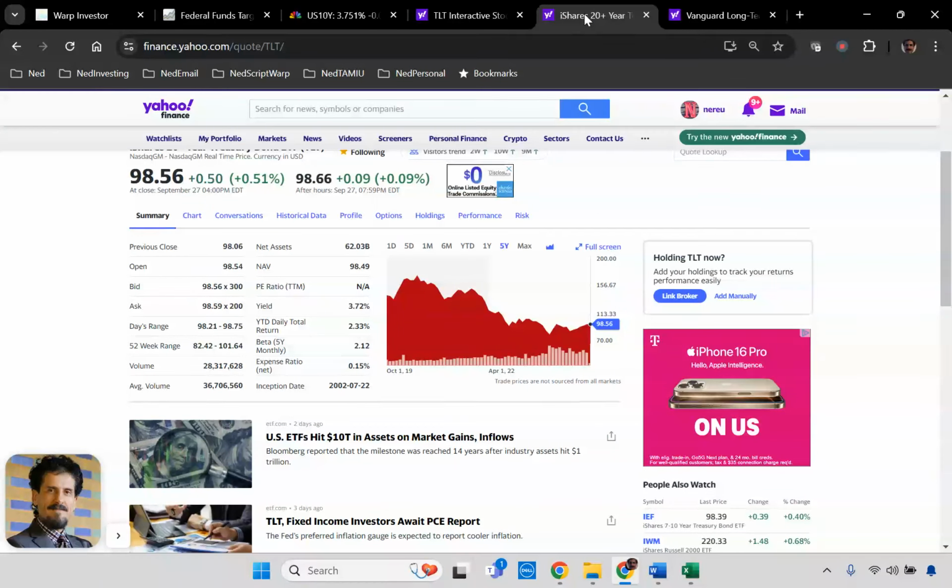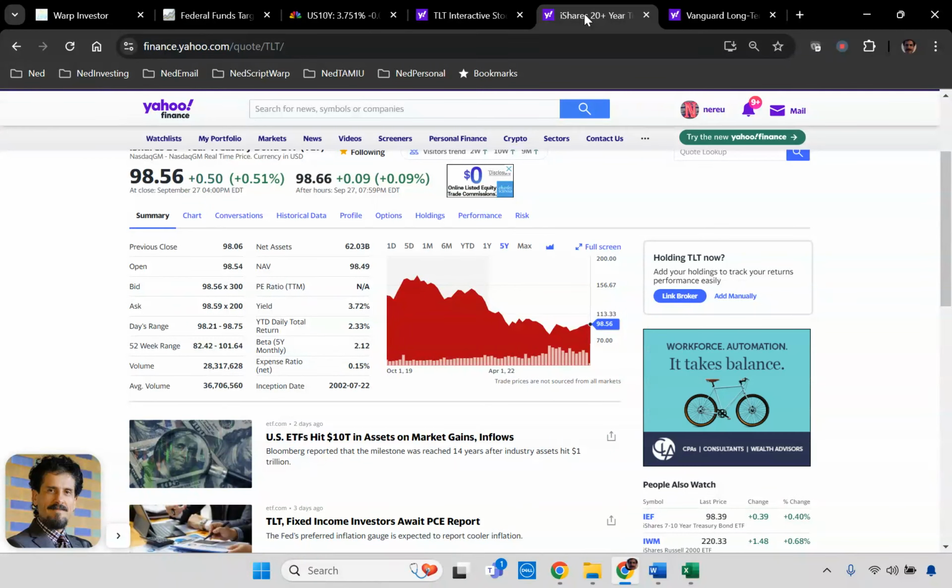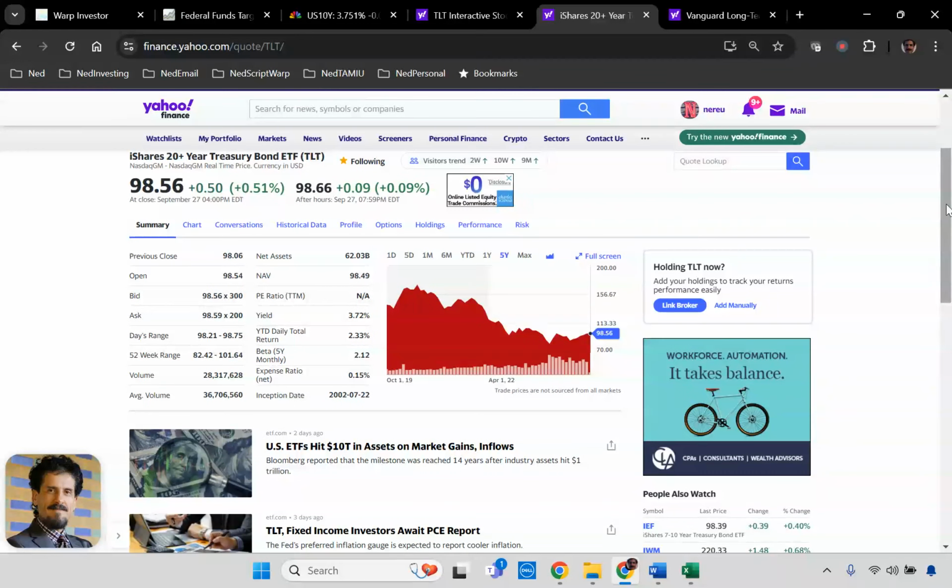But there is probably a better option, I would say. TLT is a good vehicle, and it has a lot of liquidity because a lot of people invest in it. So you have $62 billion in assets. But it has this expense ratio, which is 0.15%.